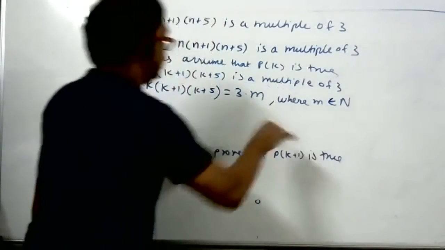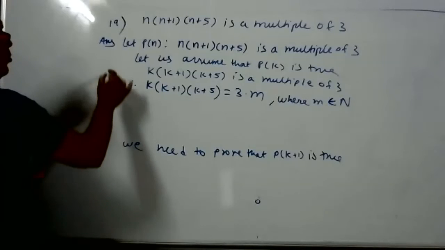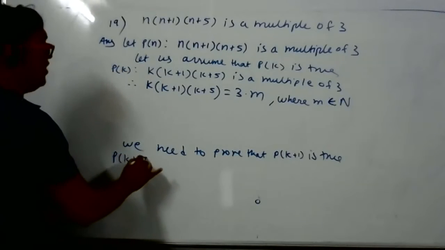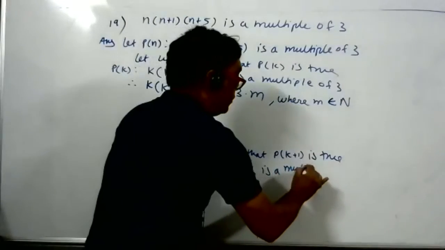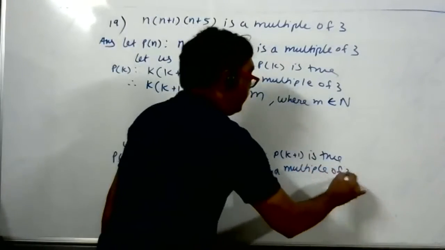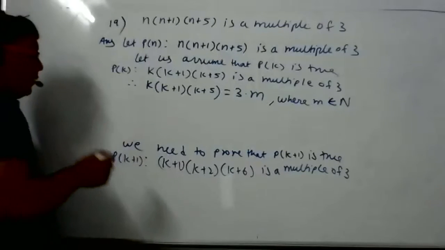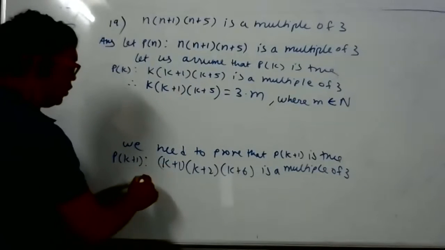This sum has a different approach. What is P of K plus 1, students? One of you tell me. K plus 1 into K plus 2 into K plus 6 is a multiple of 3. This we have to prove. Now how can we prove that? Sir, can we write it as 3M again? But how to write? So open the bracket. Open the bracket here. Open the bracket means what will you get?